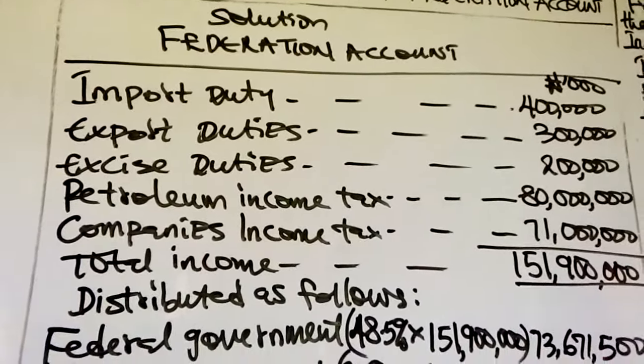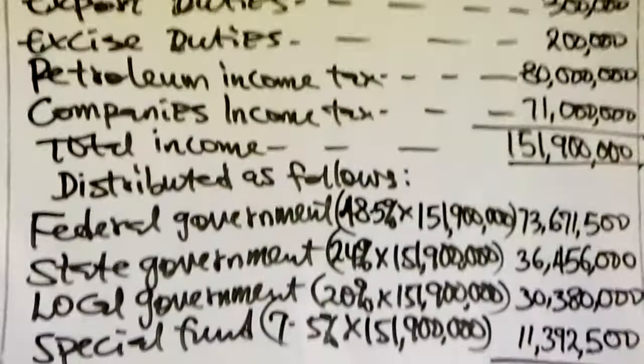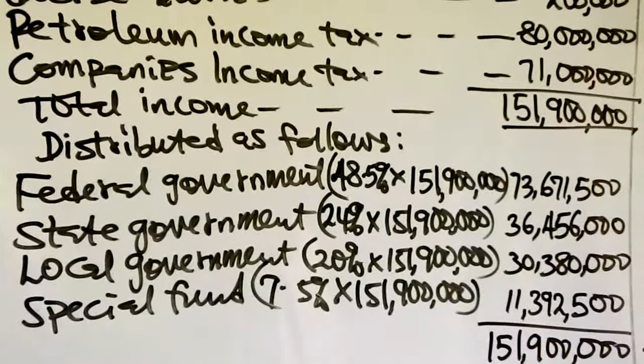Please, try to watch the second part. I've told you that the second part of this presentation will involve the sources of revenue payable to the CRF, Consolidated Revenue Funds, and the preparation of Consolidated Revenue Funds accounts. Detailed examination questions involving the preparation of Federation accounts and Consolidated Revenue Funds accounts will be solved in the next part. Thanks.